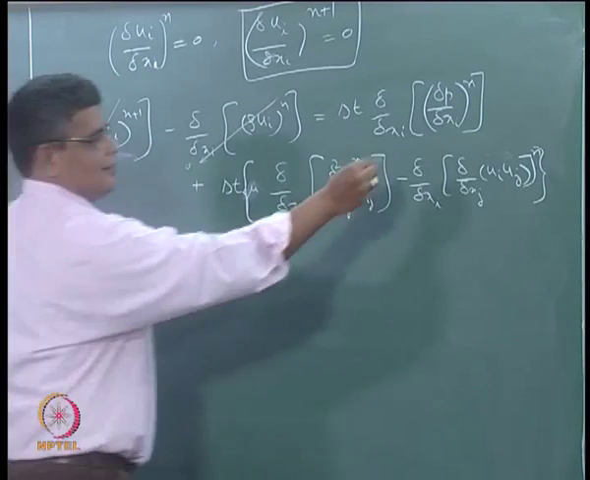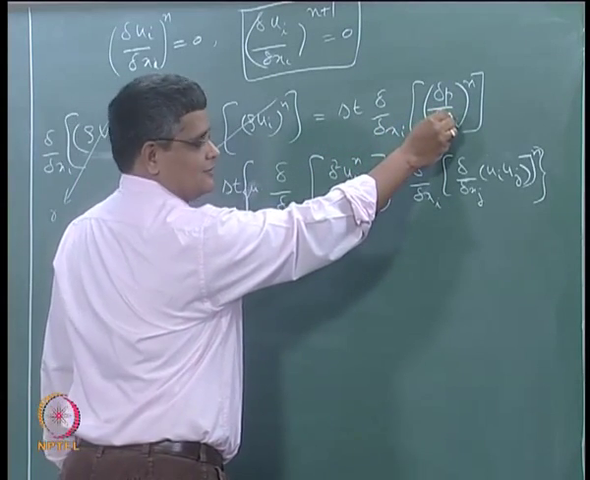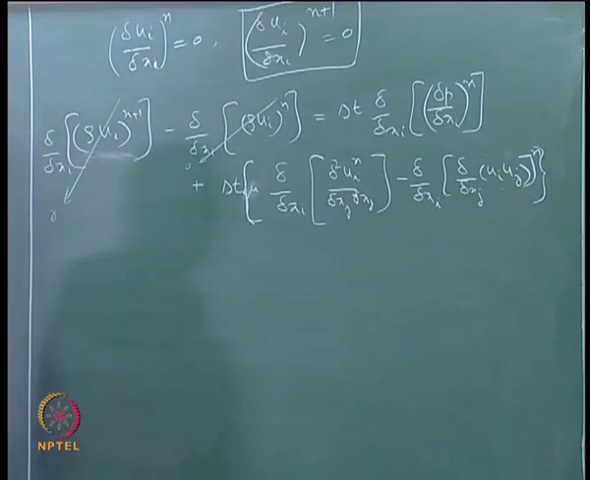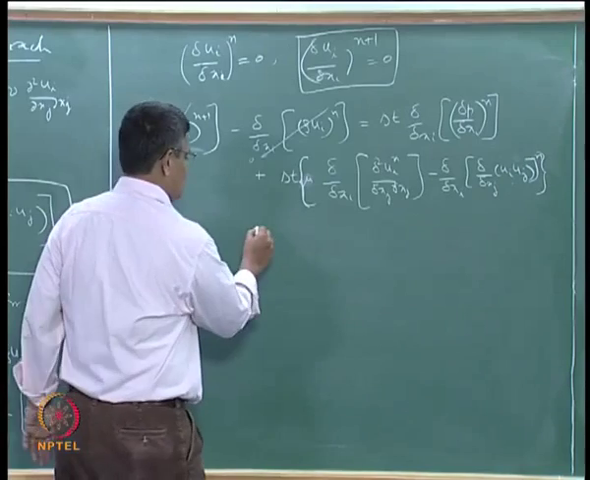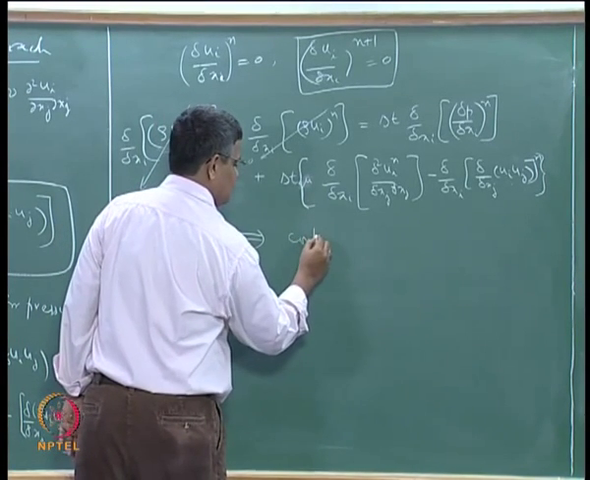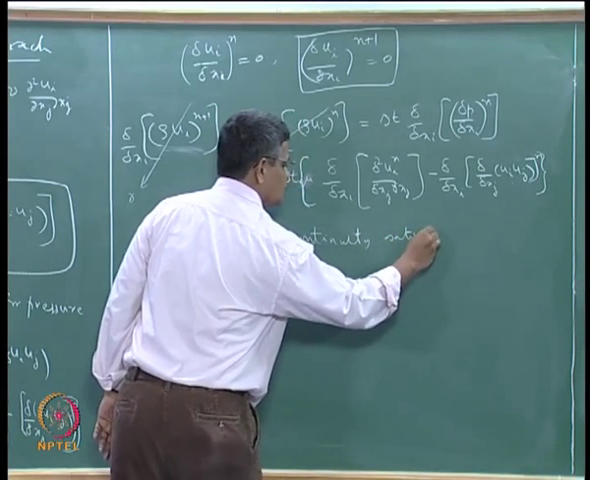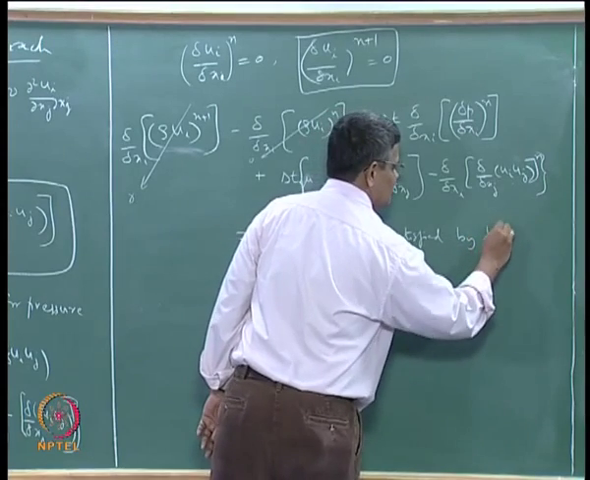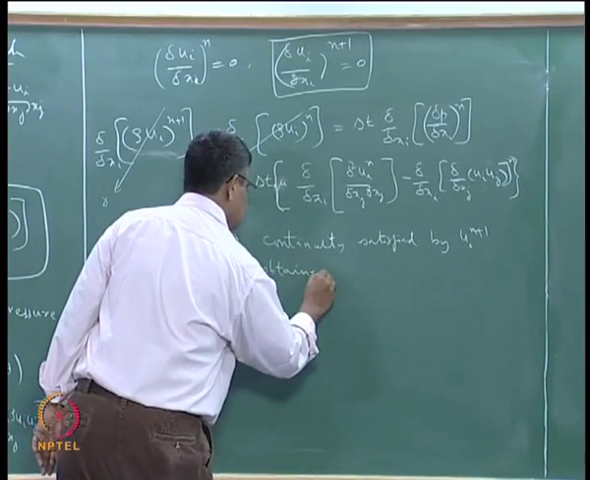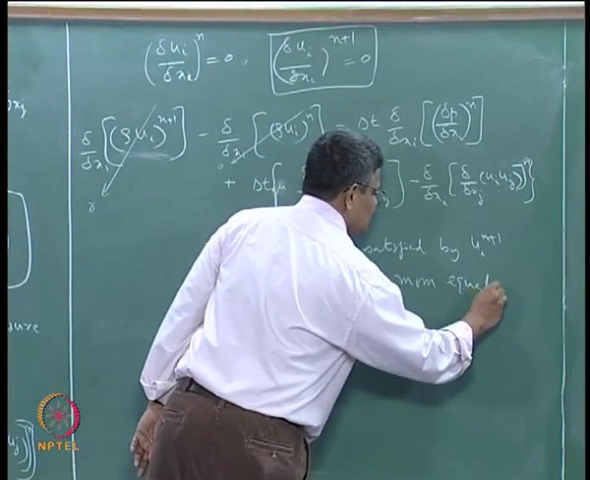Okay, so provided the pressure gradient at n plus 1 is such that the divergence of the pressure gradient is equal to the divergence of the viscous term and the advection term here, then we will have the continuity equation being satisfied by ui n plus 1 obtained from the momentum equation.